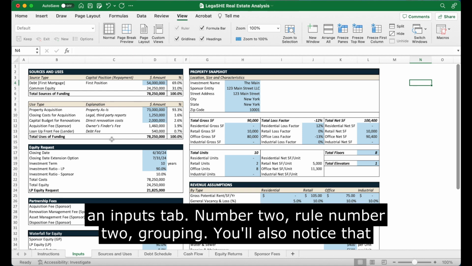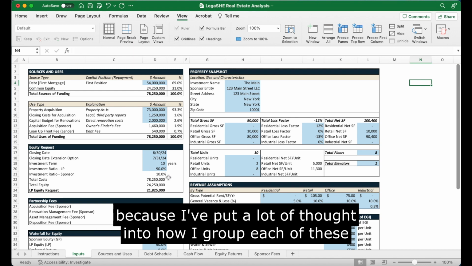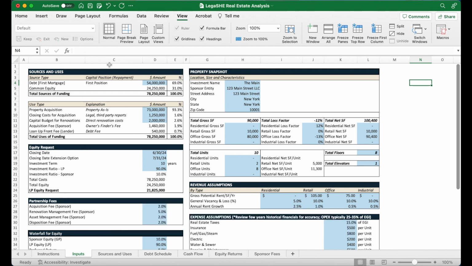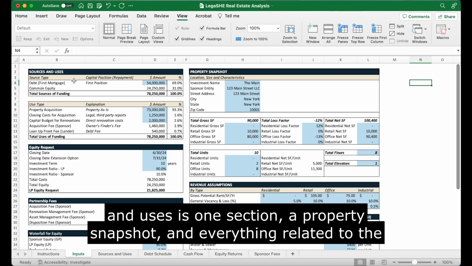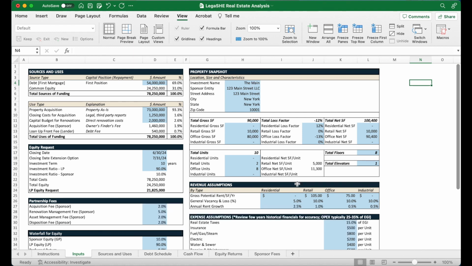Rule number two, grouping. You'll also notice that this is very visually appealing. And the reason it's very visually appealing is because I've put a lot of thought into how I group each of these boxes with a title and what falls under these boxes. You'll see that sources and uses is one section. A property snapshot and everything related to the property's particulars is another snapshot. Revenue assumptions, one snapshot.